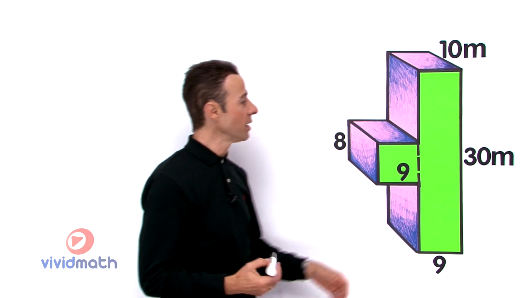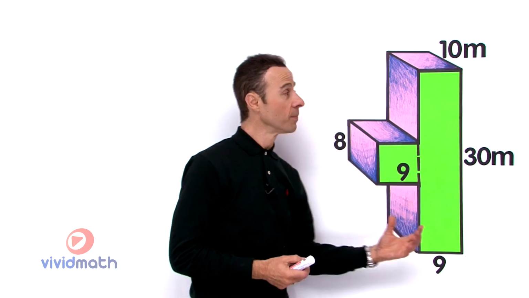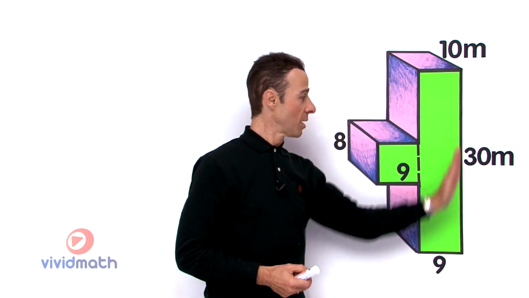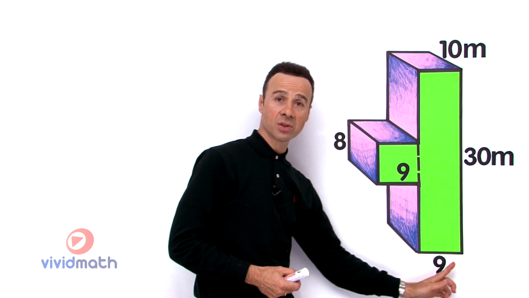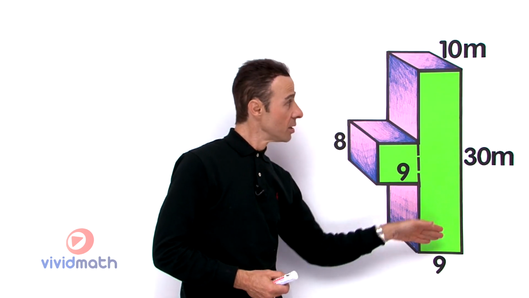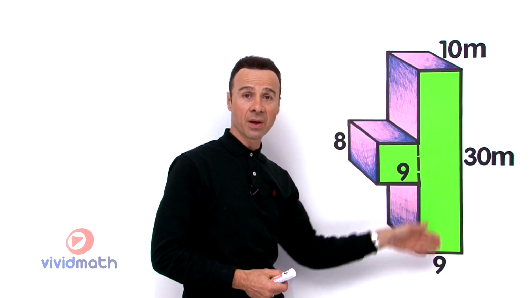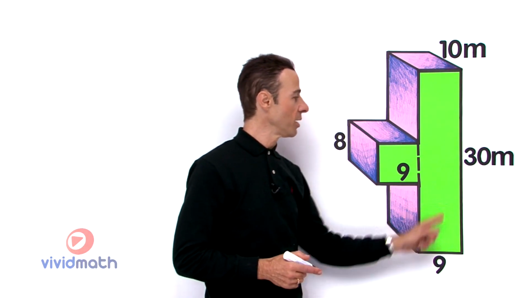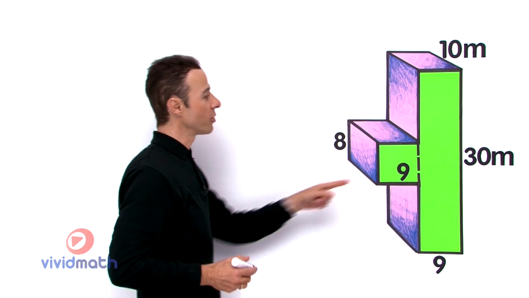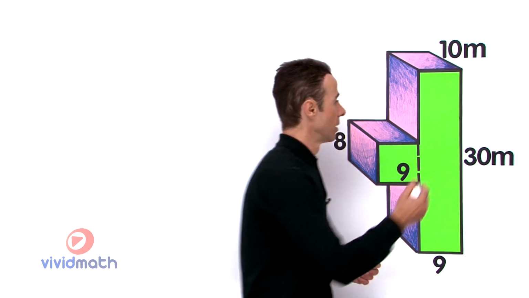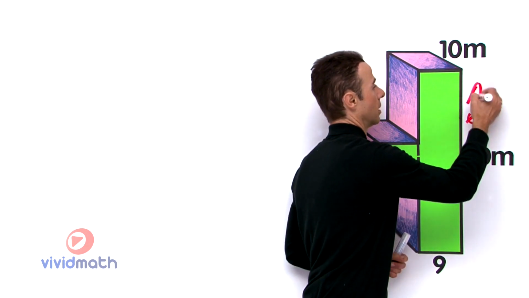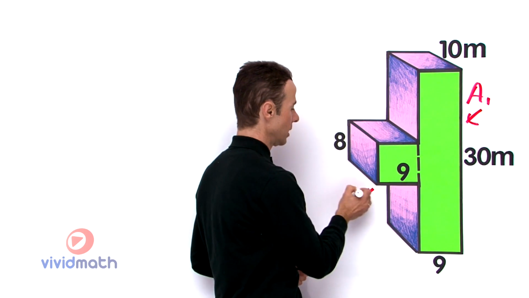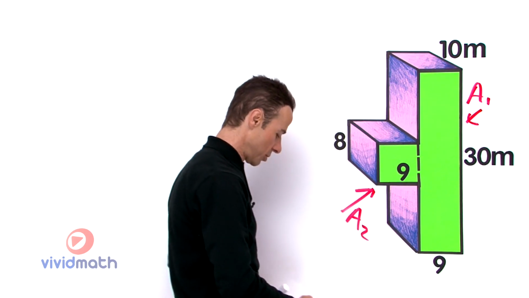Okay, the first one here is, we're going to work out this long one, which is that times that, or here we got the units, 9 across there, times the height all the way up there, 30 meters. This is a gigantic block of concrete, isn't it? 9 times 30, so area 1, we'll call this one area 1. Area 1, and this one here, area 2.